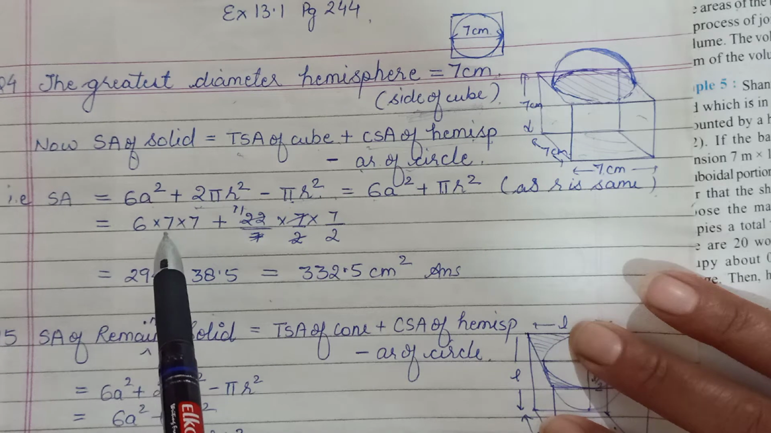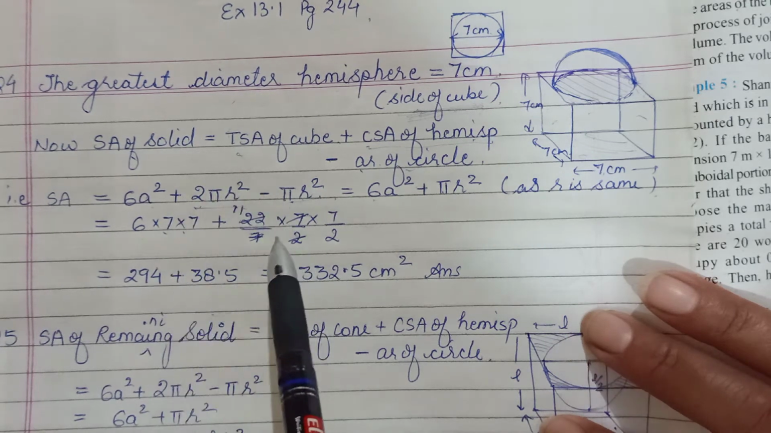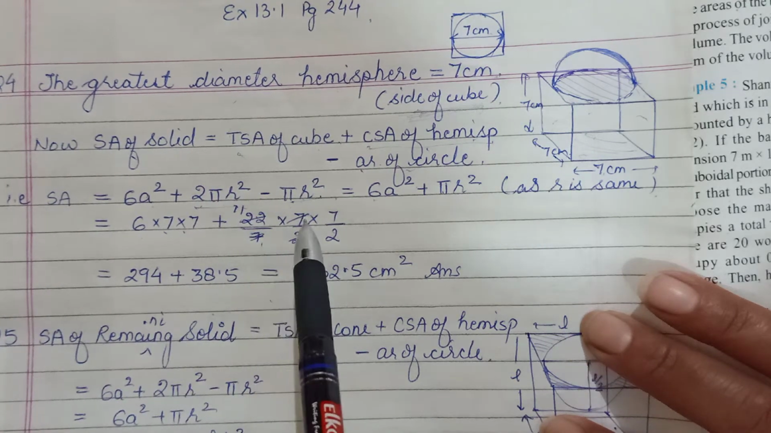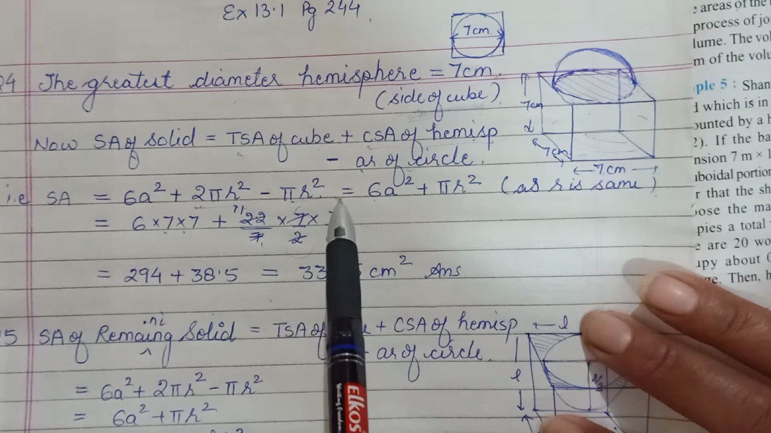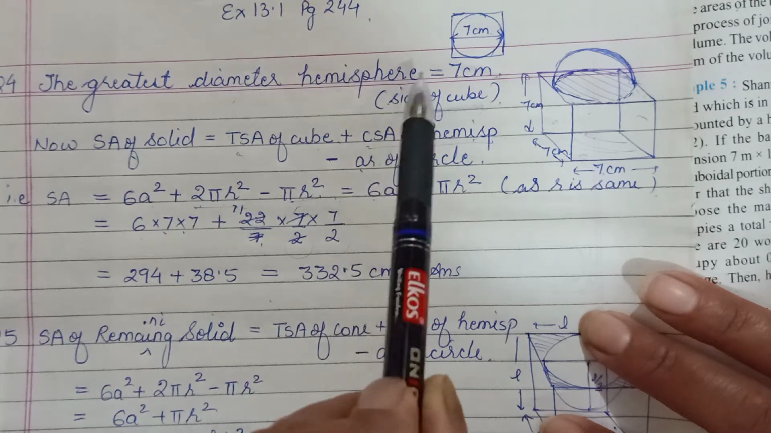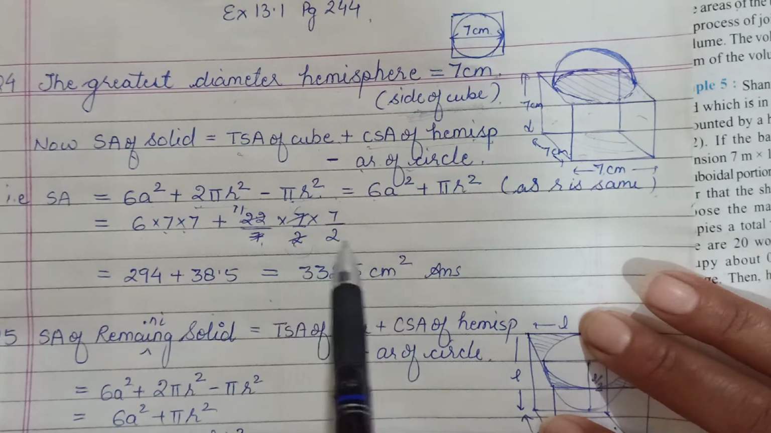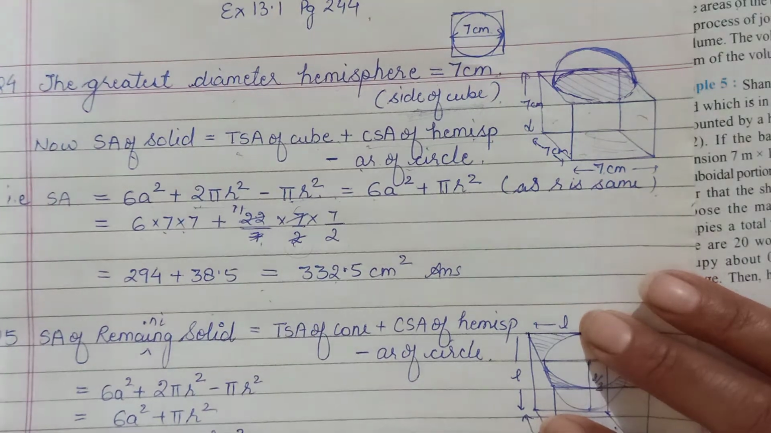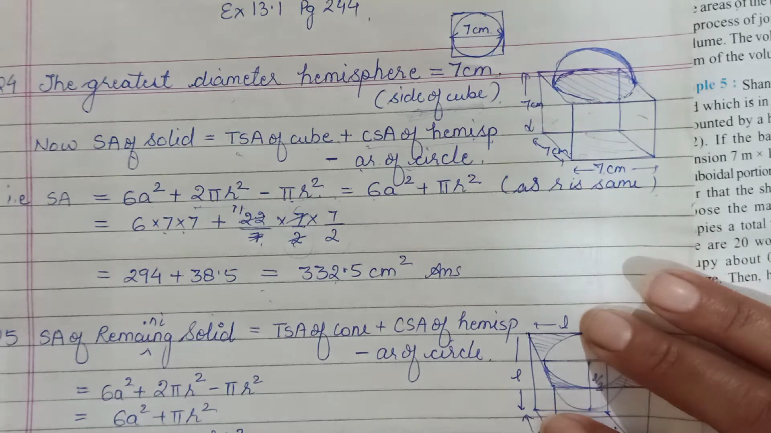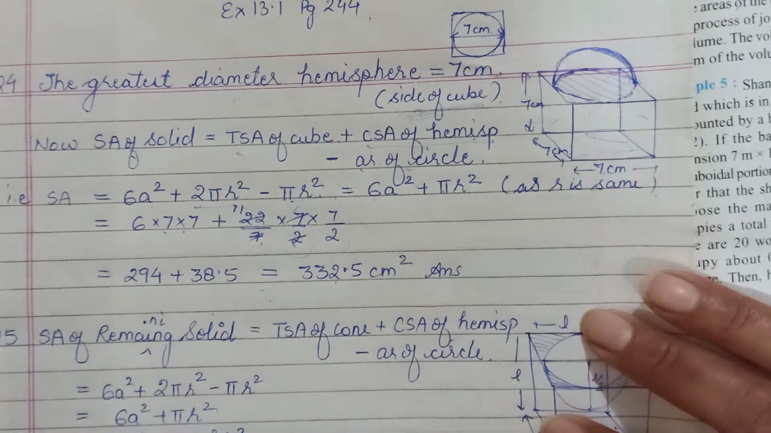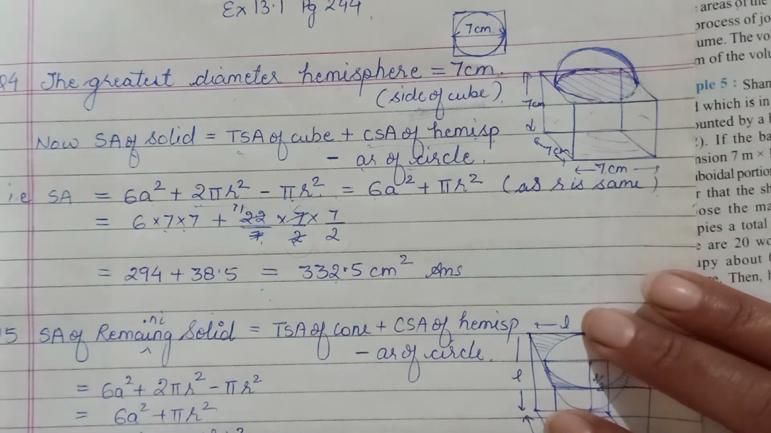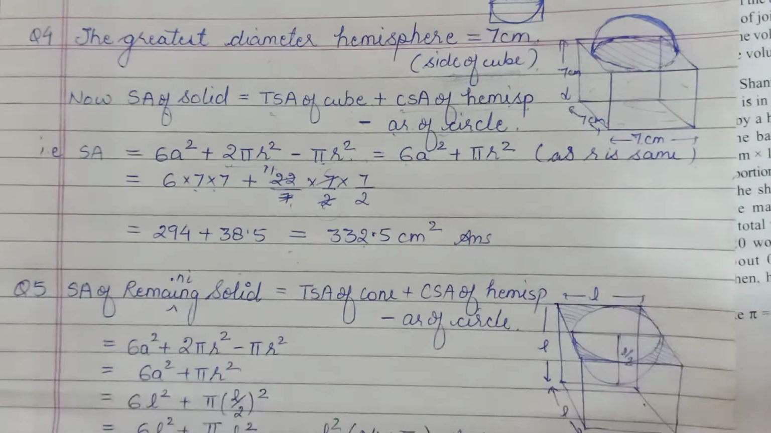Putting the values, 6 times 7 square, pi is 22/7, r will become 7/2, radius, since we said the diameter is 7 maximum, so half of that. Calculate. This would be the surface area of this solid obtained. Alright, so you have to visualize a little what he is saying, what kind of figure this is, what all I am seeing. Just need to think it that way.